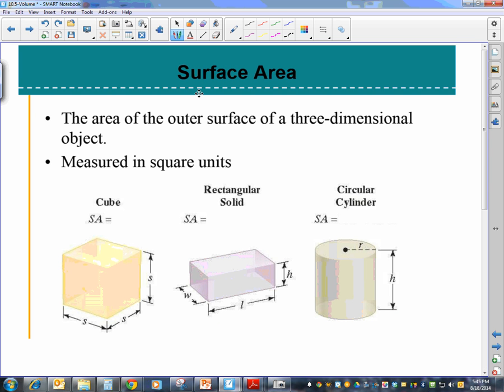Okay. We also have surface area. The surface area is the area of the outer surface of a three-dimensional object. We have a cube, so we're trying to figure out how much it would take to paint that cube. And they give it to you in a formula of 6 times side squared, because each of these sides is the same. They're each a square, so side times side, or s times s, is s squared, and we have 6 of them. Okay, for a rectangular solid, they have given it to you as 2 times the length times the width, plus 2 times the length times the height, plus 2 times the width times the height.